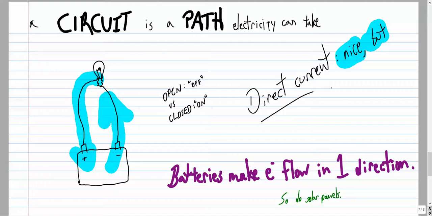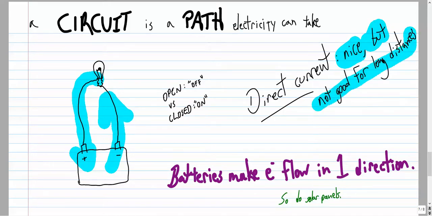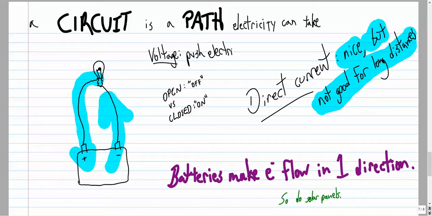The drawback with direct current is it's not good for long distances. If you want to send electricity more than a few blocks, you need so much voltage that you're going to start burning people's houses down. It's going to be a bad thing. I just used a science word, voltage, and voltage is just the push of the electricity. So if you have a 1.5 volt battery versus a 12 volt battery, the 12 volt battery has more push to it. And for now, that's good.